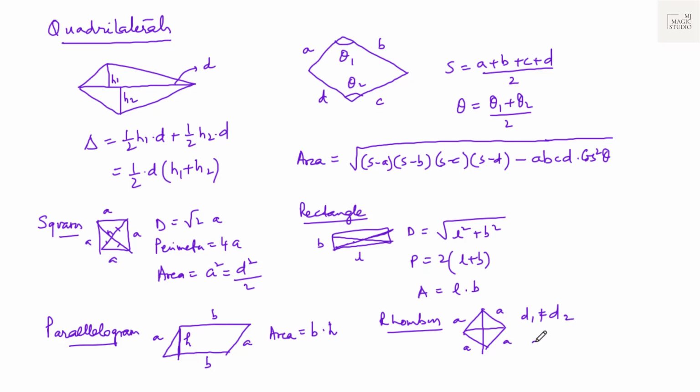And how to find the side with the help of the diagonals? A square is equal to D1 by 2 whole square plus D2 by 2 whole square, and the area of the rhombus is given by half into D1 into D2. What we need to remember is that D1 and D2 are the two diagonals of the rhombus. They bisect each other at 90 degrees, but they are not equal, and the area of the rhombus is given by half into D1 into D2.